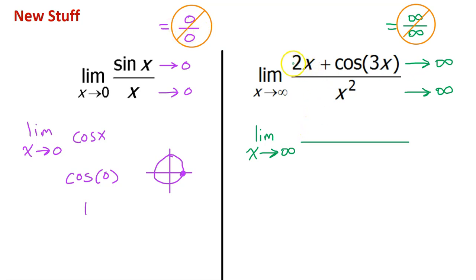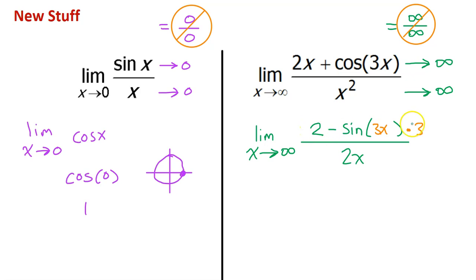L'Hopital's rule says we can now take the derivative of the numerator and the derivative of the denominator without changing the limit. The derivative of 2x is 2. For the derivative of cosine 3x, we have to use the chain rule. First, we take the derivative of the outer function, and the derivative of cosine is negative sine. The inner function is the 3x, but then the chain rule says we have to multiply by the derivative of the inner function, so we multiply by 3. The derivative of the denominator is 2x.